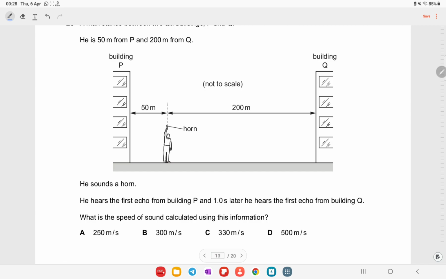So first of all, we have to find out the distance. The speed equals distance over time. So distance would be what? The sound is going to travel in this way. So 200 is one way, and it's going to be 400 minus 100, divided by the lapse time, which is 1. So it's going to be 300 meters per second. So option B is your right answer.